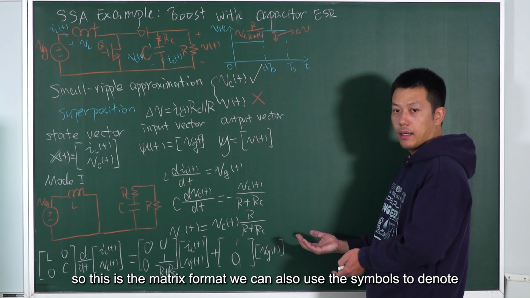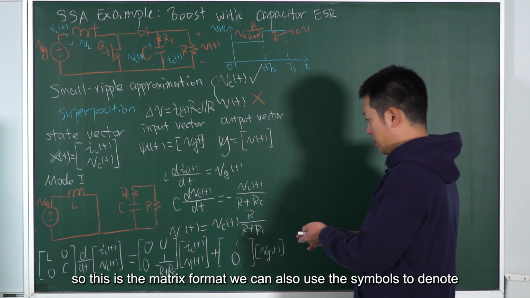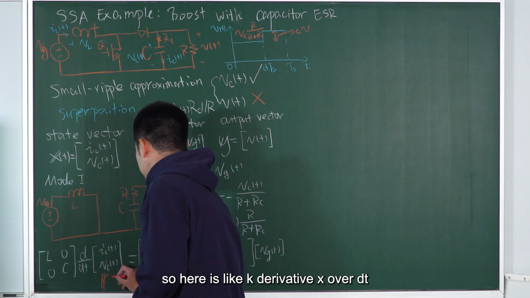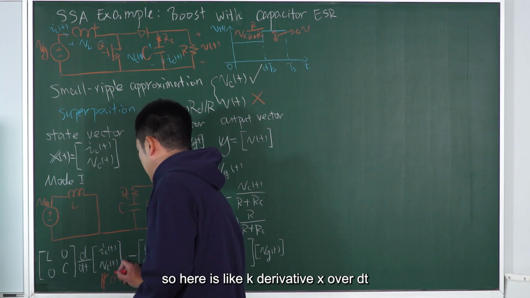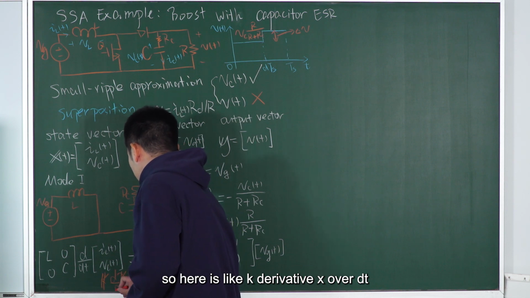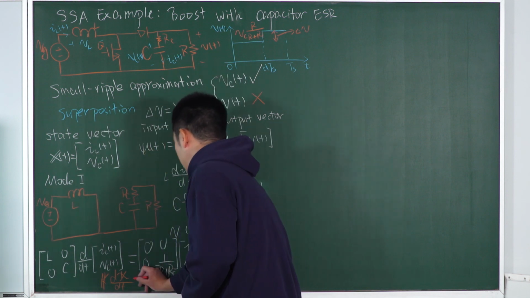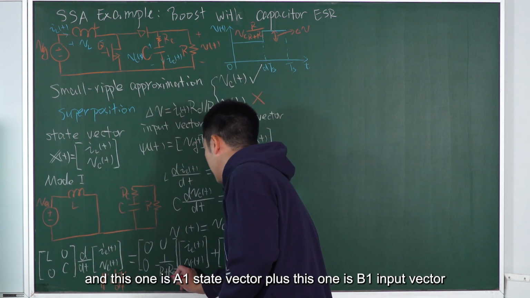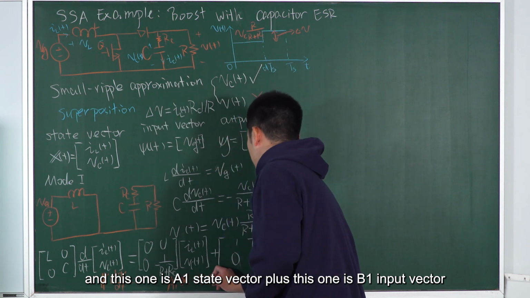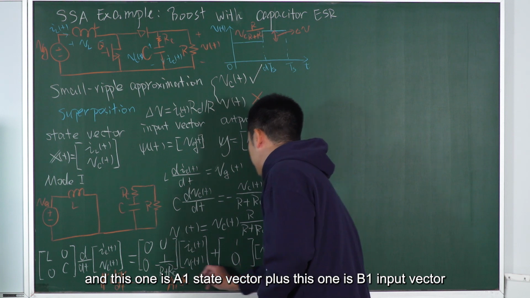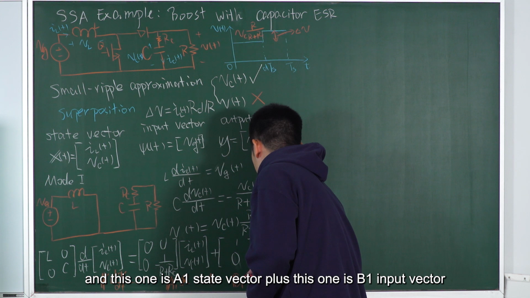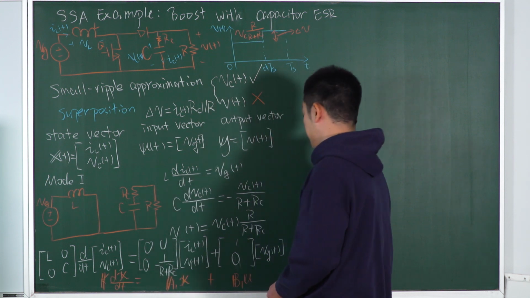We can also use symbols to denote this, right? So here is K, derivative of X over dt, and this one is A1 times the state vector, plus this one is B1 times the input vector.